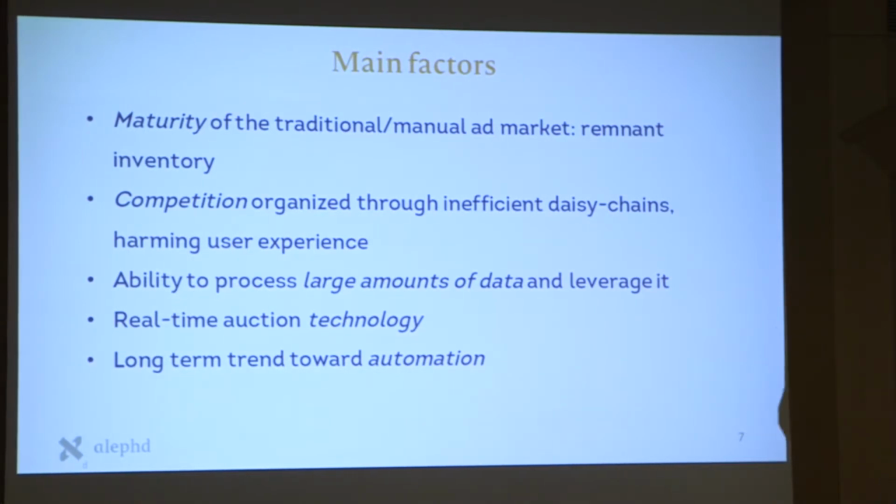Then the revolution came with the ability to process large amounts of data and to collect them, and also to leverage them. For example, advertisers use a lot of data to figure out which ad they want to display to which user. And with this ability of processing all this data came the interest in such platforms where you can buy in an automated way. Then the technology itself made this auction available, of course. All this is in the framework of a long-term trend in automation.